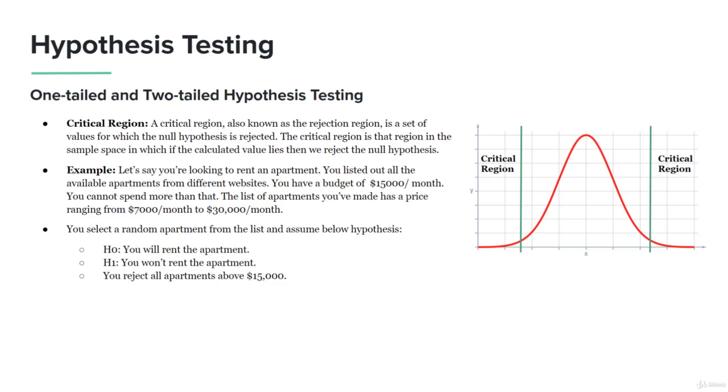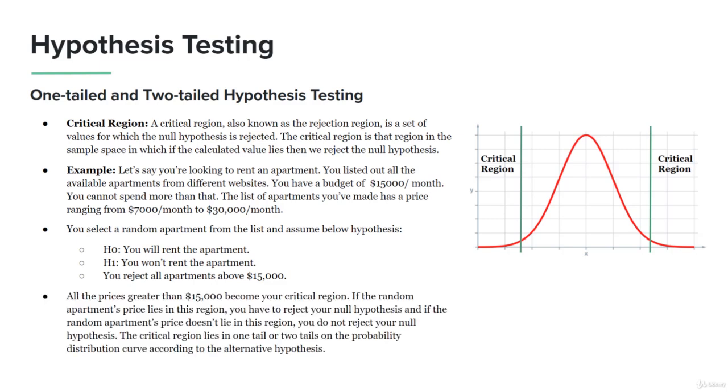So H0, you will rent the apartment. H1, you won't rent the apartment, right? And then you reject all apartments above 15,000. So very, very simple here, very easy for us to understand. And so all the prices greater than 15,000 become your critical region. That's very simple for you to understand. Hopefully you're able to grasp that, right?